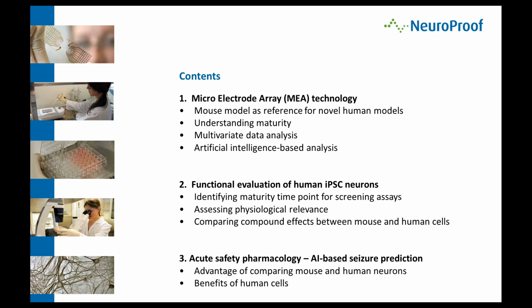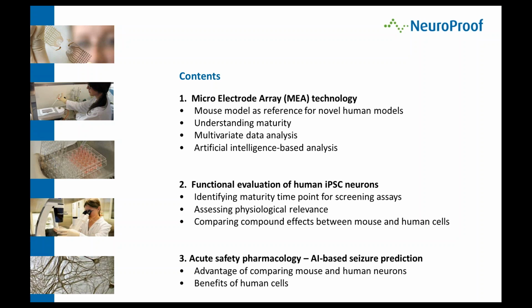Afterwards, I will focus on the functional evaluation of human iPS neurons on the example of CDI iCell products. This is again a topic of maturation and assessing time points for screening assays. The physiological relevance, compound effect, comparison between mouse and human cells is also needed for this functional evaluation. And finally, with this seizure pharmacology assay, to compare seizure prediction in mouse and human neurons.